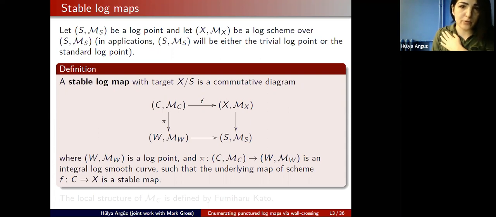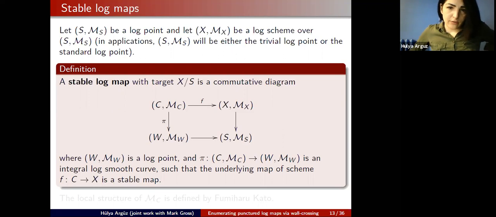And a stable log map is a commutative diagram from a curve C endowed with a log structure M_C to X endowed with a log structure M_X, where C admits a log smooth map pi to W, where W is a log point and S is the base of your target.